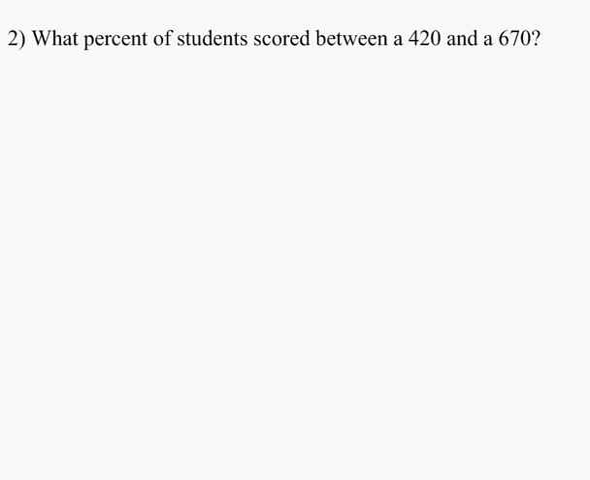So here's another question we might want to know. We know that in a certain class in school or something, all the students in that school scored between 420 and 670. And maybe we want to know, is that kind of what we expected? So the question I'm asking is, what percent of students score between a 420 and a 670? And this is where we can start to be a little more creative about how we use our Z-chart.